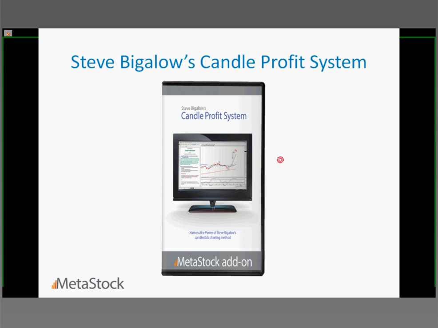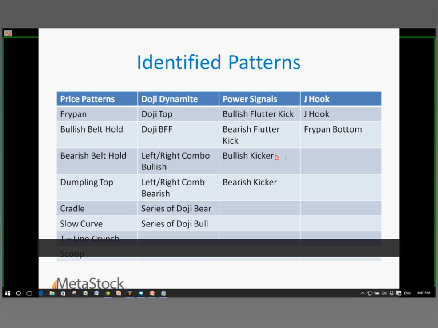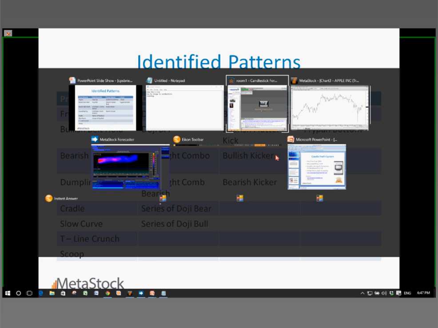Okay. The product itself, we call it Steve Bigelow's Candle Profit Systems. And these are the patterns that we're identifying, either by scanning or applying them to a chart. I did count them. I think it's about 20-something patterns on there. Let me just show you how it works within the Metastock environment. Okay, so let's go ahead and get into the Metastock room here.